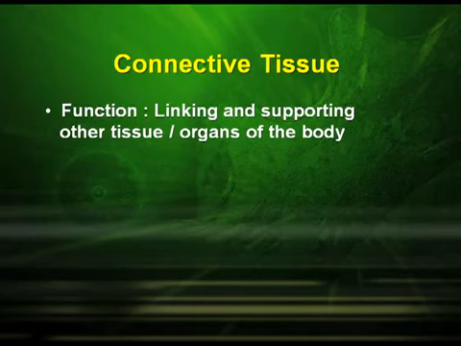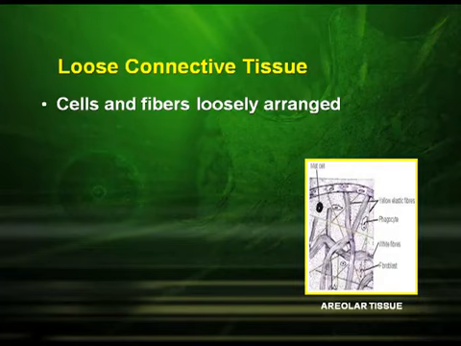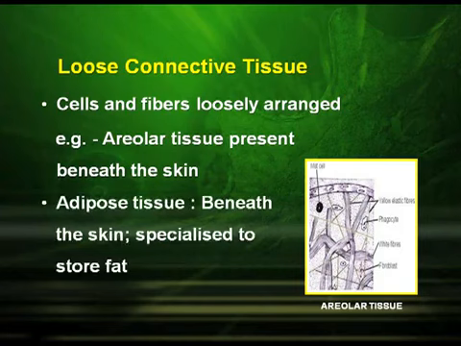The next type of tissues under the animal tissue category is the connective tissue. Their function is linking and supporting the other tissues and organs of the body. We find 3 types of connective tissues. These are the loose connective tissues, the dense connective tissues and the specialized connective tissues. Regarding the loose connective tissues, here the cells and the fibers are loosely arranged. For example, the areolar tissue which is found beneath the skin and the adipose tissue which is found beneath the skin, which is responsible for storing fat.